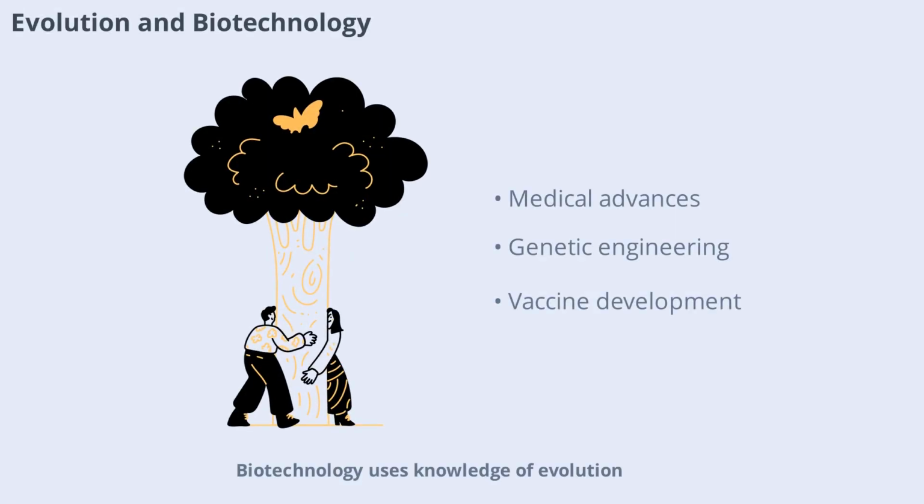Biotechnology uses knowledge of evolution to develop new products and technologies. For example, scientists use bacteria to produce medicines like insulin, taking advantage of their rapid evolution and genetic flexibility. Evolutionary principles also guide the development of vaccines and other medical advances.